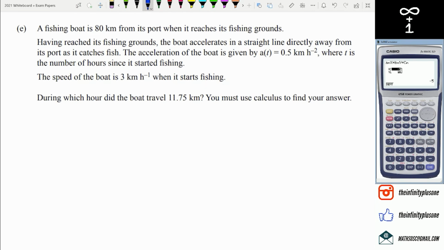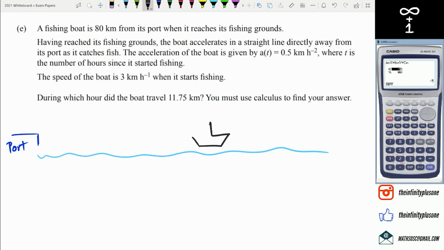All right, I'm going to draw this out. So here is my port. Can't even write properly right now. So there's my port right there. We're going to have some water right there. And the fishing boat is 80 kilometers from its port when it reaches its fishing grounds. Okay, so here is my fishing boat. A terrible boat. It's not even facing the other way. This is what I mean when I say bad drawings. So here's my fishing boat.